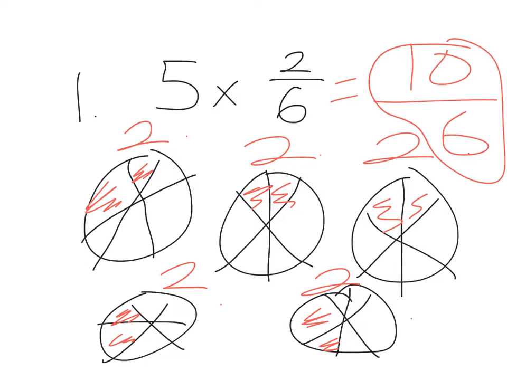So if you also notice, I can also multiply my 5 wholes with my numerator, which is 2. So if I do 5 times 2, that gives me my numerator as 10, and as we know, we always leave my denominator as 6. So I still get 10/6 when I multiply my whole with my numerator.